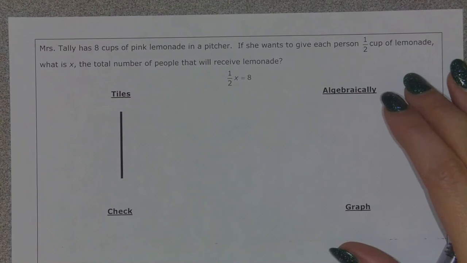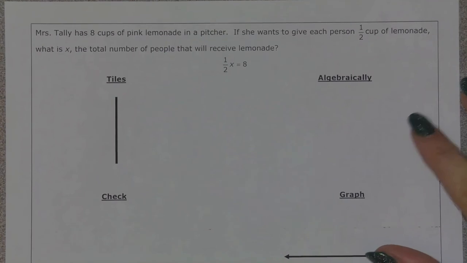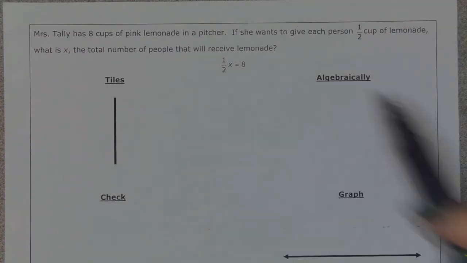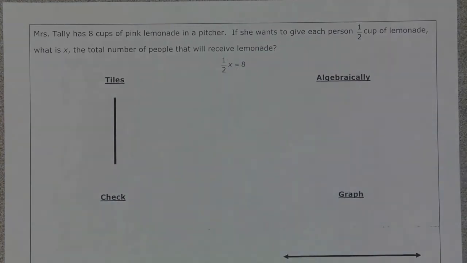All right, on the back, it says, Mrs. Tally has 8 cups of pink lemonade in a pitcher. If she wants to give each person 1/2 cup of lemonade, what is x, the total number of people that will receive lemonade? So we have our equation here. So 1/2 x equals 8.